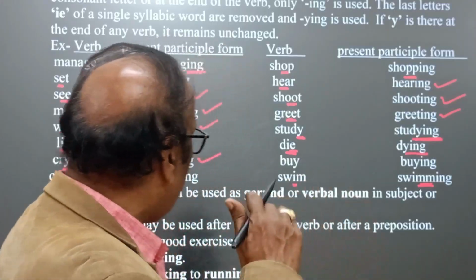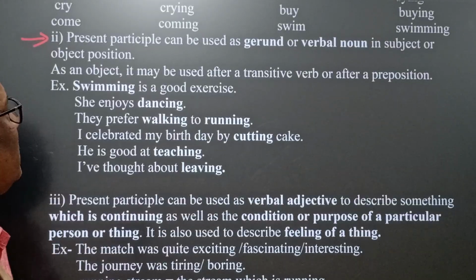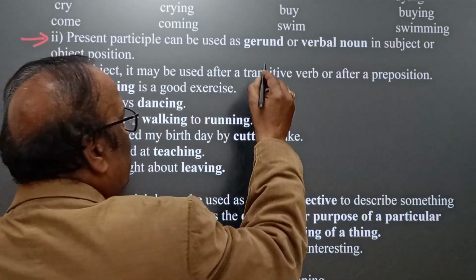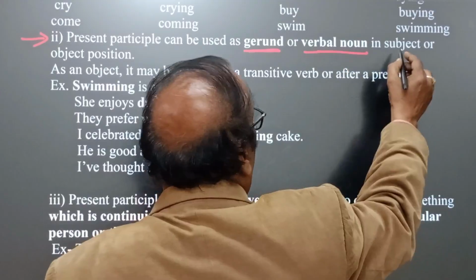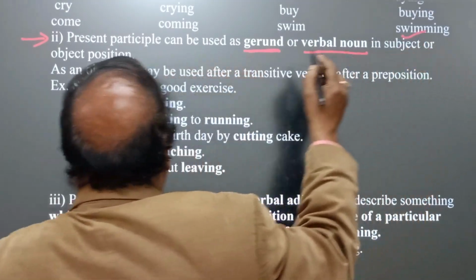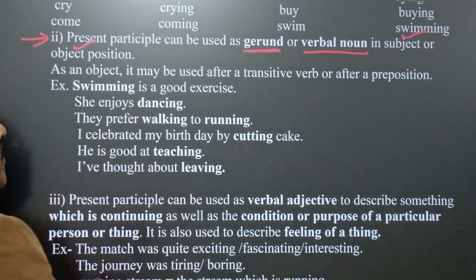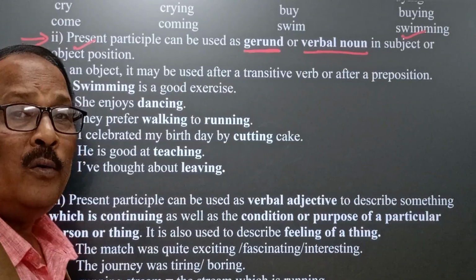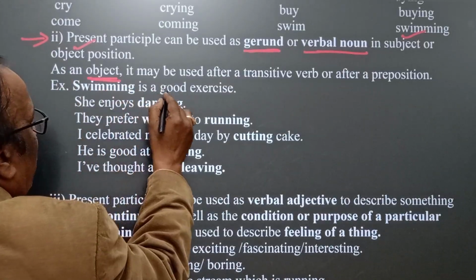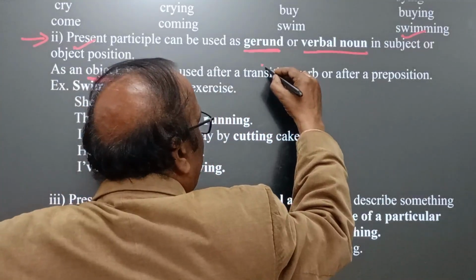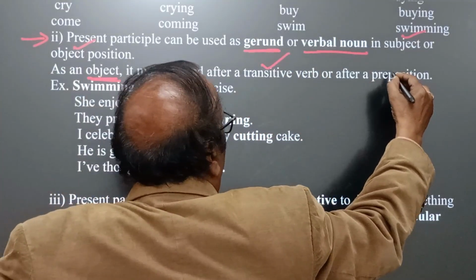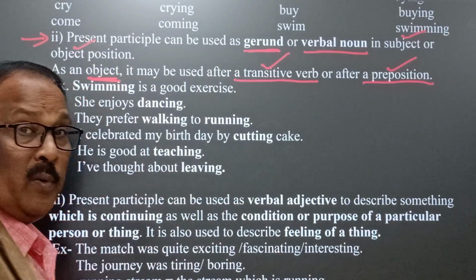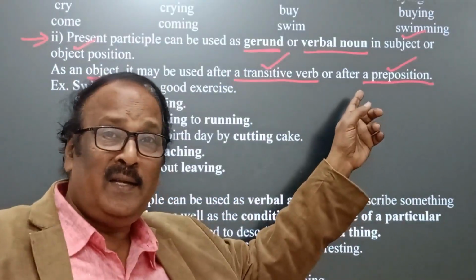Yes, next comes the second point. Present participle can be used as a gerund or verbal noun in subject or object position of a sentence. Okay, how? As an object, it may be used after a transitive verb or after a preposition. Remember, this is also a very interesting fact.